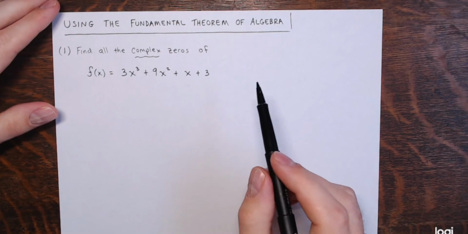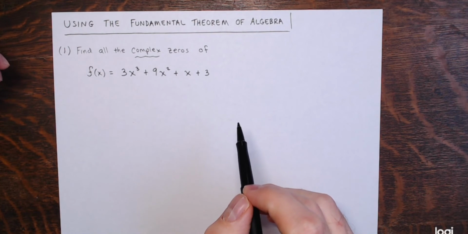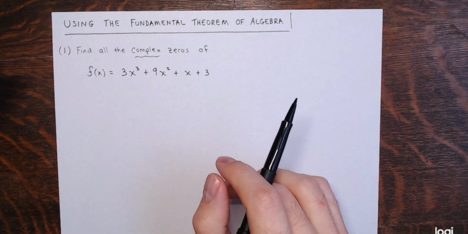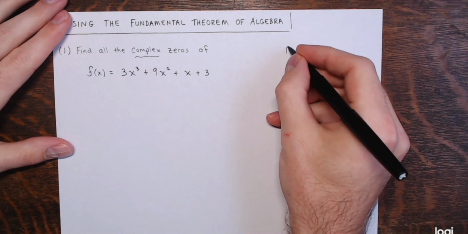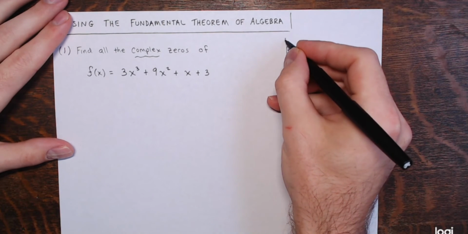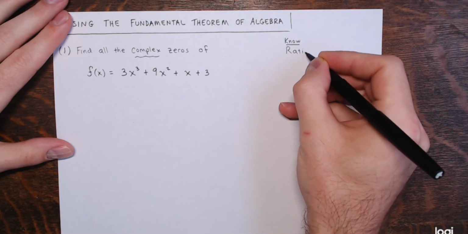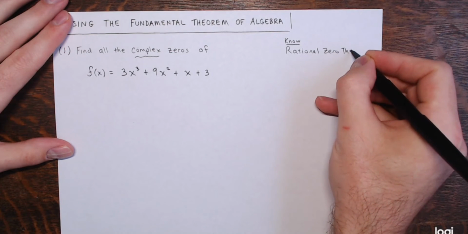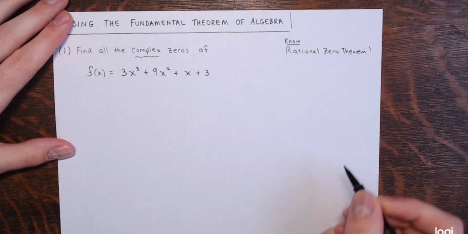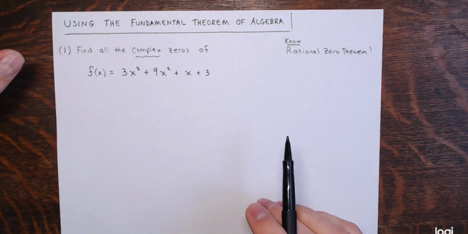Well, I have already done this in previous videos. I just didn't call it this. I'm assuming that you know the rational zero theorem. If you don't, go back and look this up. Know the rational zero theorem, please, before continuing on watching this, because this is going to be used extensively in finding the zeros of a polynomial function.